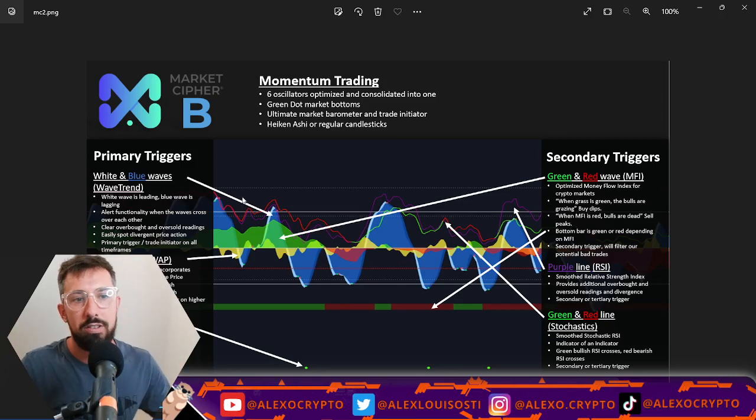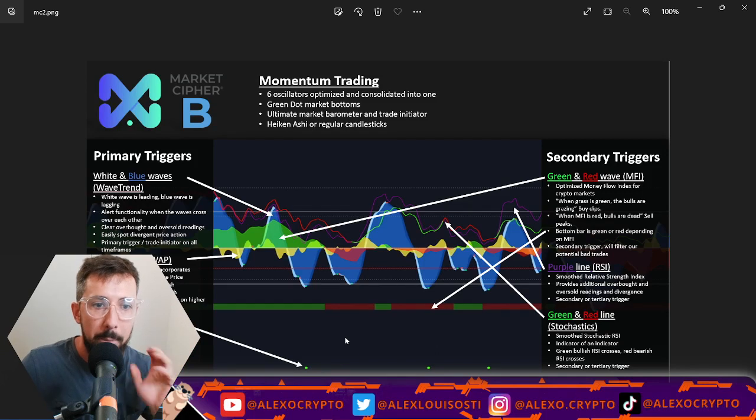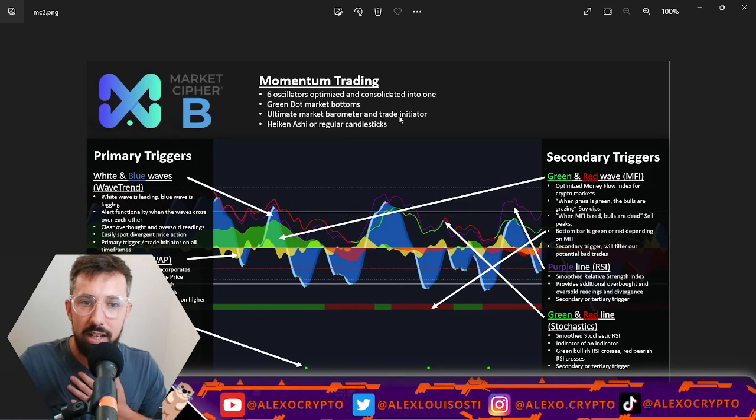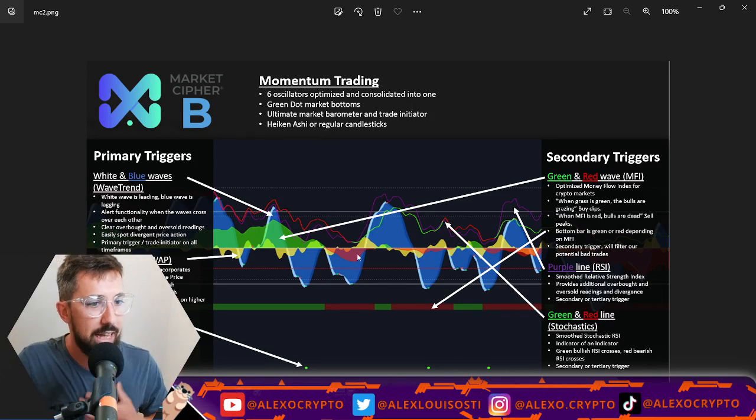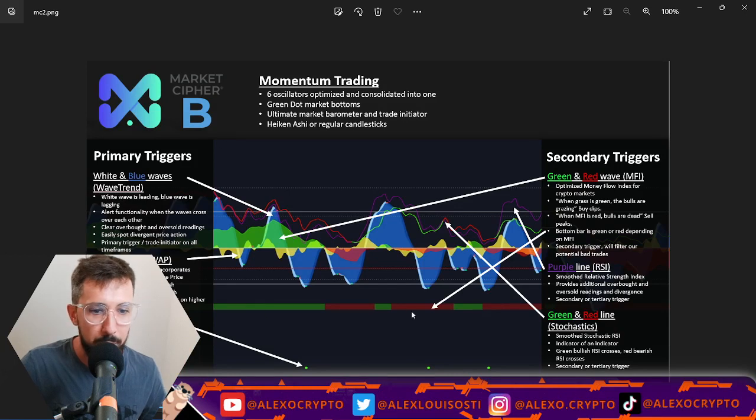We'll talk about this. We've got 6 oscillators optimized to consolidate into one. Green dots at the bottom here. Look at them, beautiful green dots marking bottoms, right? Ultimate marker, barometer, and trade initiator. Heikin Ashi or regular candles. We've got momentum waves, yellow VWAP waves, green dots, and the bar down below letting us know which way money flow is coming in and out of the market.